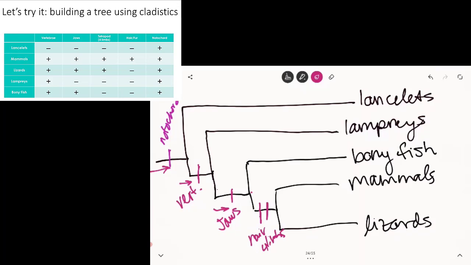But do the lizards have hair? No. Well, we could do it this way. We could say the common ancestor had hair, and then lizards lost hair. Okay, so gaining and losing a trait can both be something that we mark on these phylogenies. But is that parsimonious? Does that follow our rule of the simplest answer is the most likely? No.